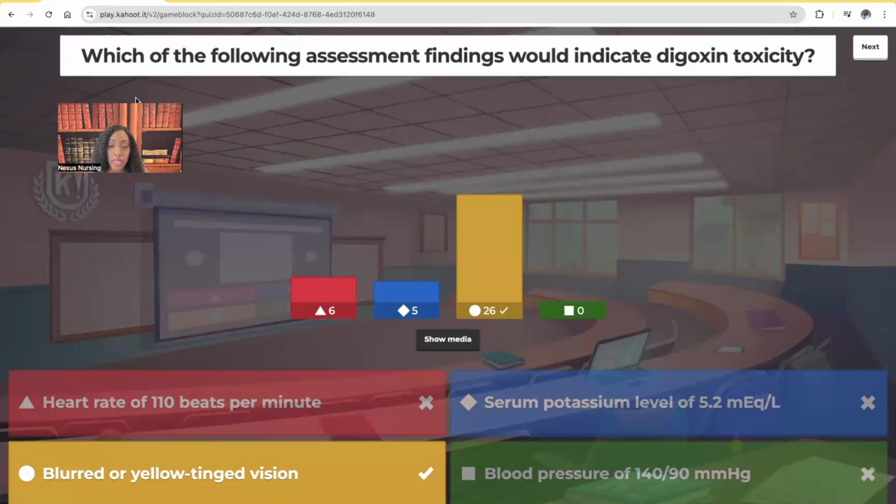And last, blood pressure of 140 over 90. No, digoxin doesn't elevate blood pressure, so that's incorrect. The only one would be the blurred vision. The patient reports difficulty with vision, again, nausea, vomiting, fatigue, things like that.